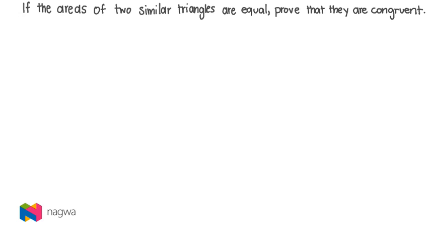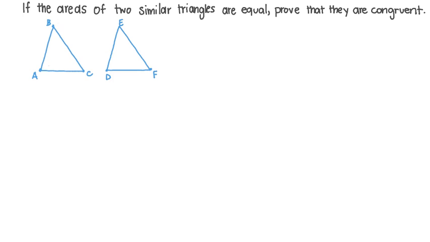If the areas of two similar triangles are equal, prove that they are congruent. First, let's sketch two triangles to help us think through this proof. We'll call the first triangle, triangle ABC, and our second triangle, triangle DEF.